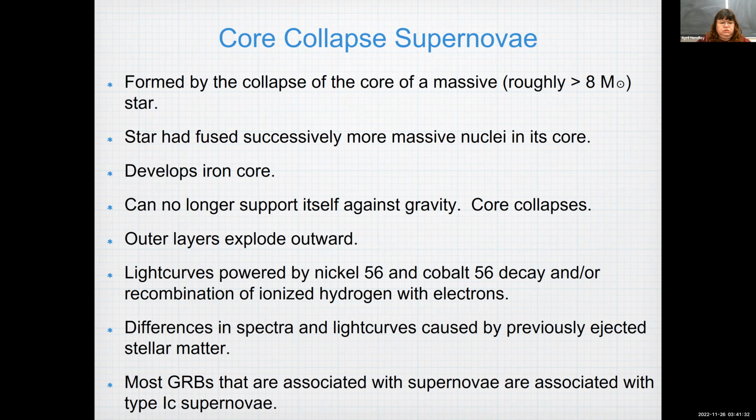And during all that, you get the nickel 56 produced, which, like I said, decays to cobalt 56, which then decays to iron 56. You get ionized hydrogen and electrons recombining. And the differences in the spectra and the light curves that we see with the core collapse is caused by stuff that's previously been ejected from the star or possibly some of the surrounding interstellar medium.